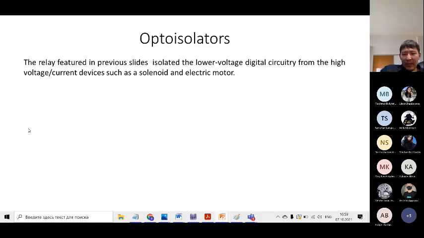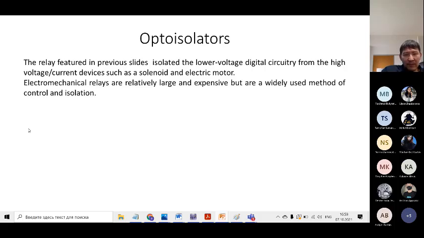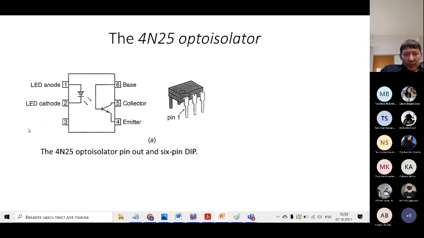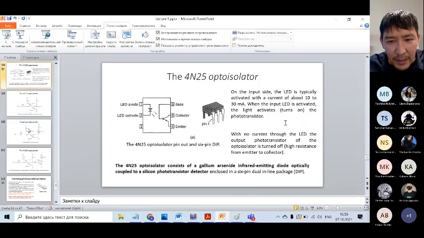Guys, we don't have time, but you need to read about optoisolators in chapter 5. We have 1 minute, so it will be your homework to finish the slides. I will upload them on Moodle, and you need to read chapter 5. Okay, guys, do you have any questions about today's lecture? Let's do a summary.